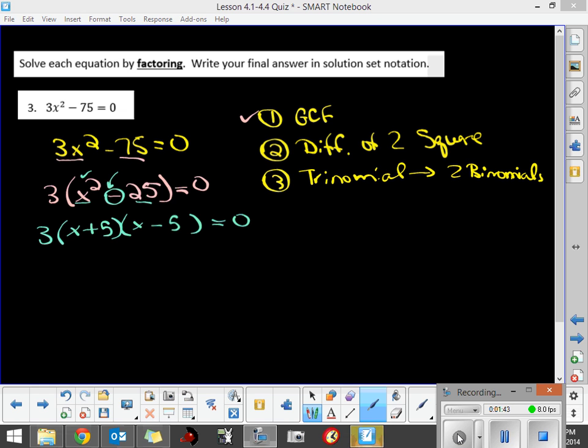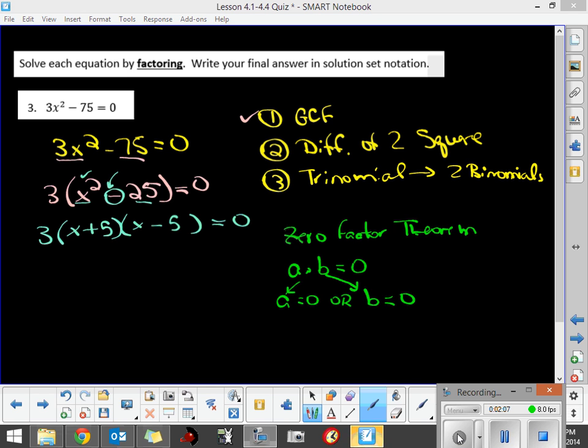So once we get this completely factored, then we use the idea called the zero factor principle or theorem. It's a relatively simple idea. It says if I have 2 numbers and I multiply them together and their answer is 0, then I know either A is equal to 0 or B is equal to 0. So what we do is we break these 2 factors up and find out what they have to be.